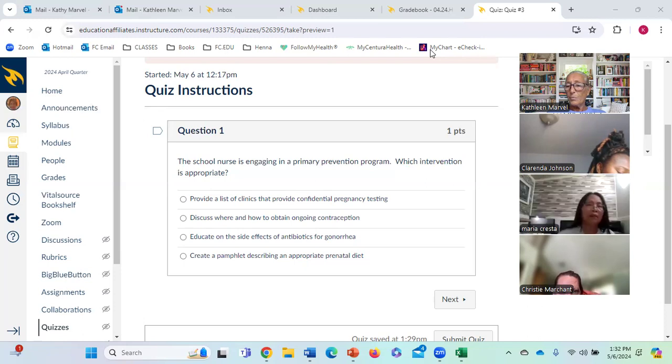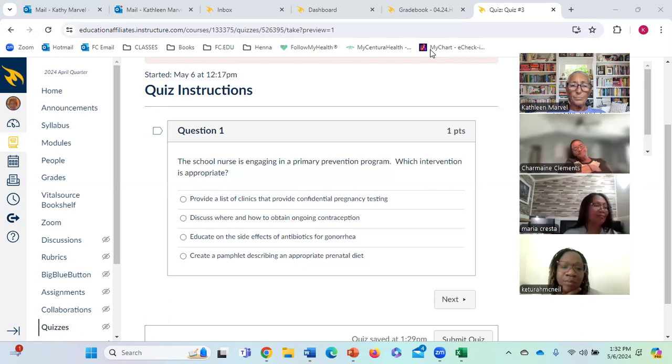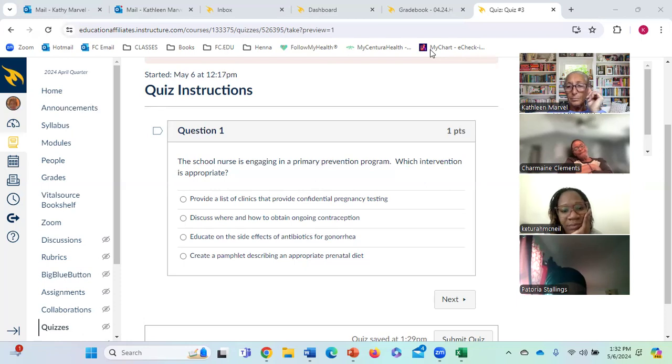Primary. Nope. Secondary, like the appropriate diet. No. It would be treatment, because she would already be pregnant if they're creating a pamphlet. She's already on a prenatal diet. So what does that mean? She's already pregnant. Yes. So it's tertiary. So there's a good example. Remember, I told you don't get caught up with education just being in primary. There's a good example of education being in the tertiary level, right? Creating a pamphlet. You're educating on appropriate diet.